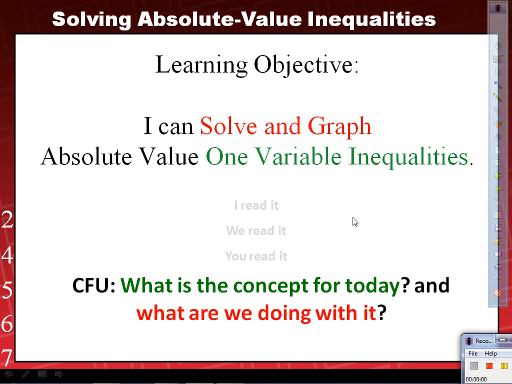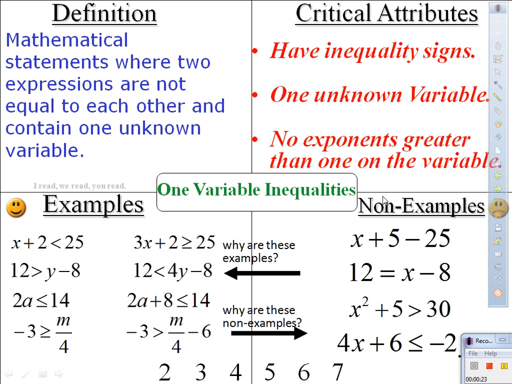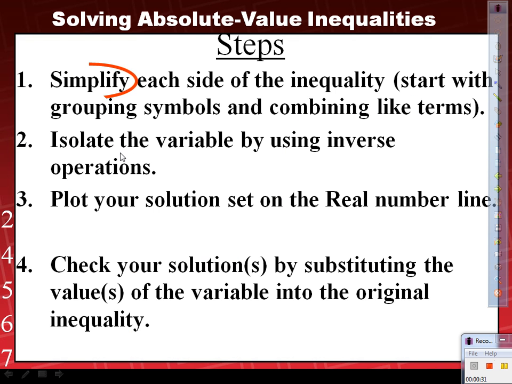So we're still on the same concept, but we are revisiting absolute value. Okay? So check this out. We know what one variable inequalities are. How about the steps? What are the 4 steps we've been using? Simplify, isolate, plot, and check.